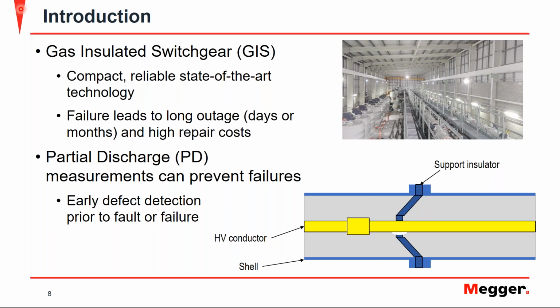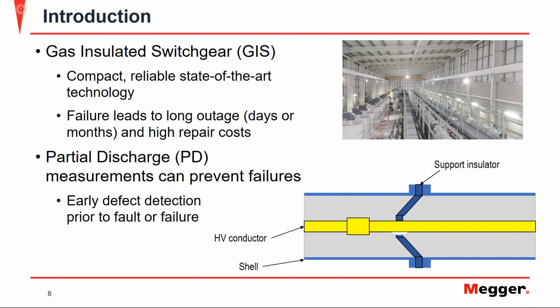Now, switchgear are very complex systems that often include things such as circuit breakers, switches, bushings, buses, CTs, PTs, metering, controls, relays, and so on, which means that when there is a failure, this can lead to long outages, which can last days or months to acquire those replacements and then make the repairs. This can also lead to very high repair costs as well. But with partial discharge measurements, we can prevent these failures by early detection of defects prior to the fault or failure that requires you to have that expensive outage.